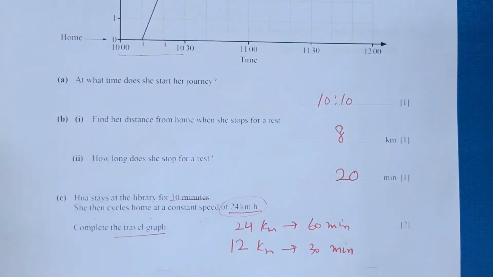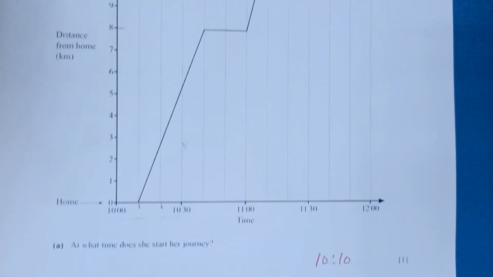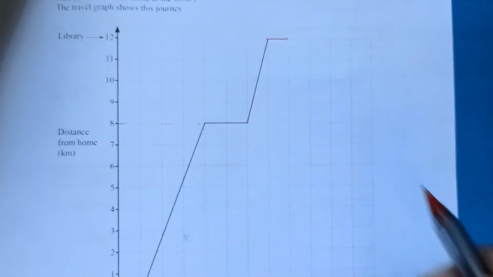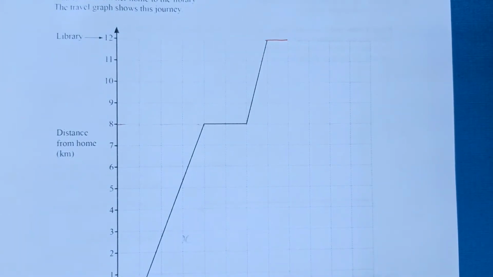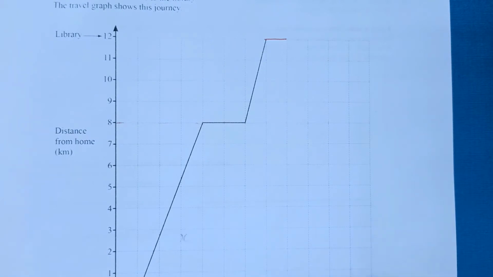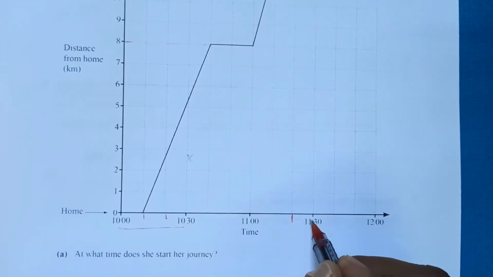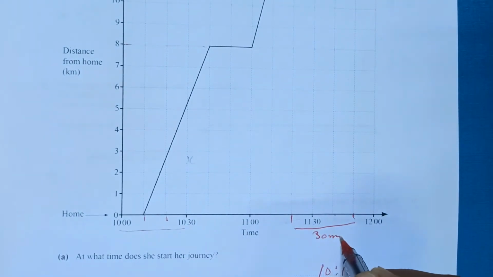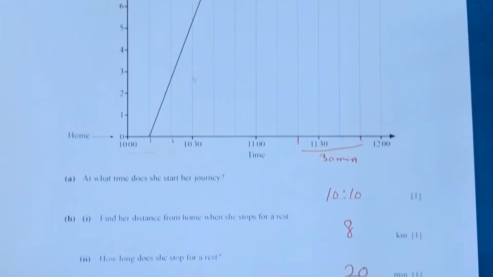So that means we have to draw this here. She stays 10 minutes. So 10 minutes is this one. She stays here in the library. Then she came back home at constant speed of 24 kilometers per hour. So that means in half an hour she's here at this time. So 10, 20, 30. So this is the time period of 30 minutes, and the total distance is 12 kilometers.